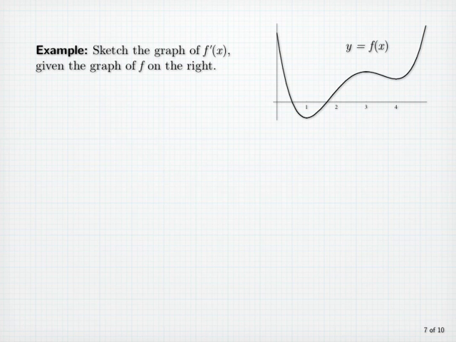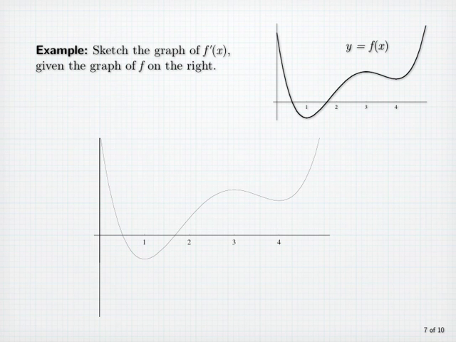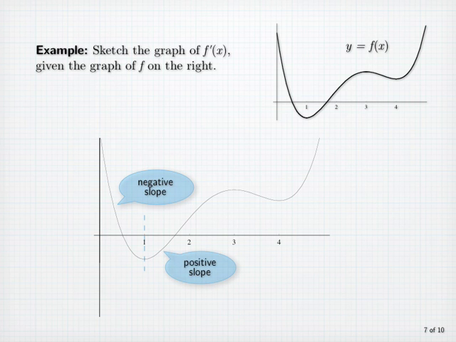Another example. Sketch the graph of f prime of x given the graph of f on the right. Let's make another copy of the graph of f, and we'll plot the graph of f prime on top. Let's first notice that the graph of f has a negative slope between 0 and 1, and the slope becomes positive on the right of 1. So the graph of the derivative should look something like this. It has negative values between 0 and 1, crosses the x-axis as values become positive to the right of 1.